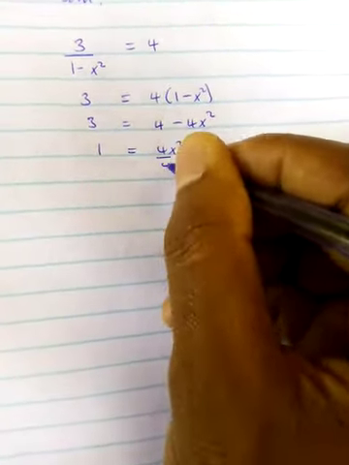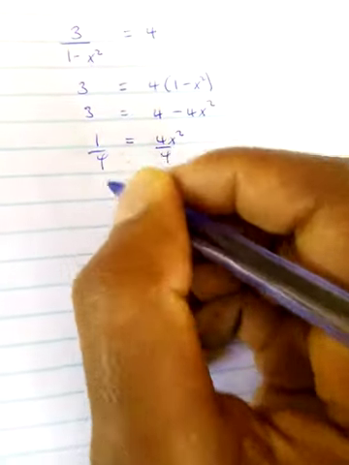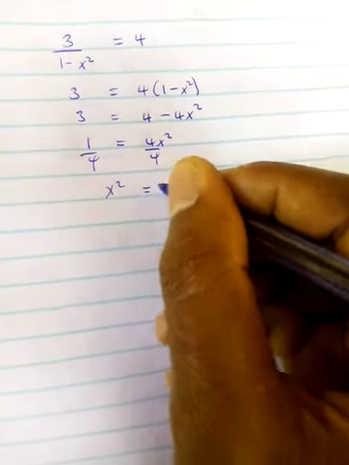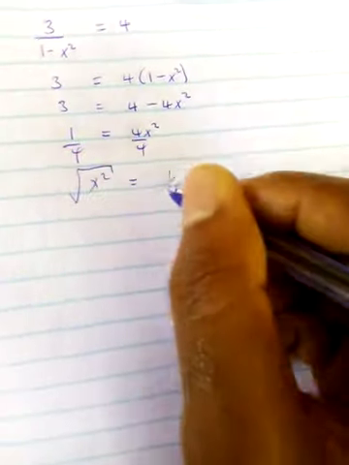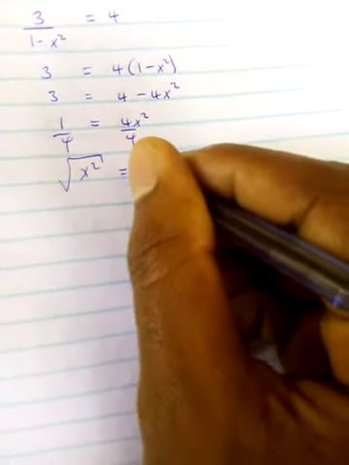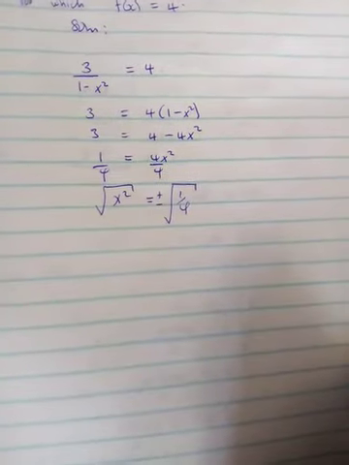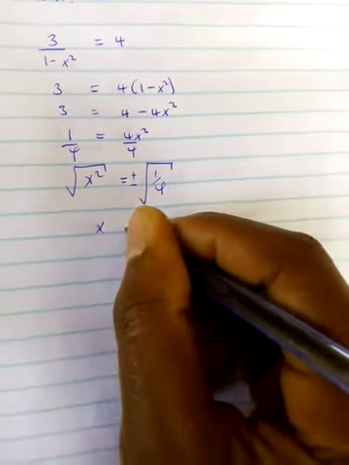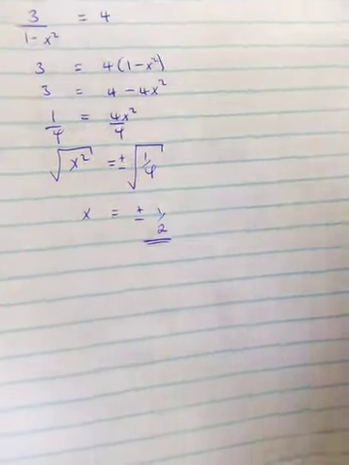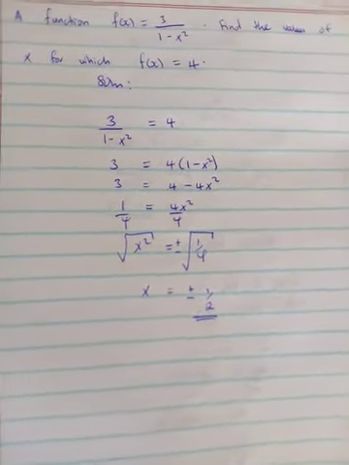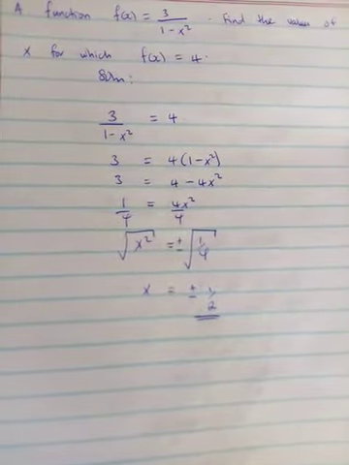I divide by 4 and then I divide by 4. My x squared is equal to a quarter. I take the square root here and I take the square root here. This is positive or minus because it's the square root of a real number. So my x is equal to positive or minus a half, or simply x is equal to positive a half and x is equal to negative a half.